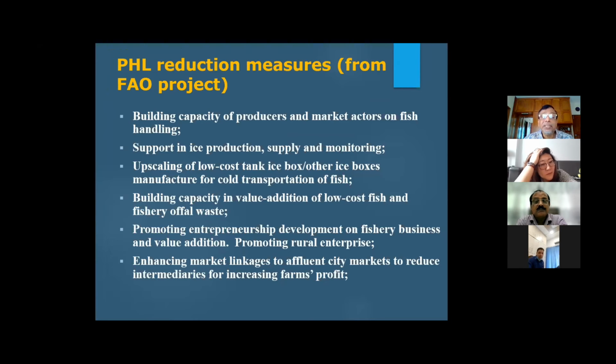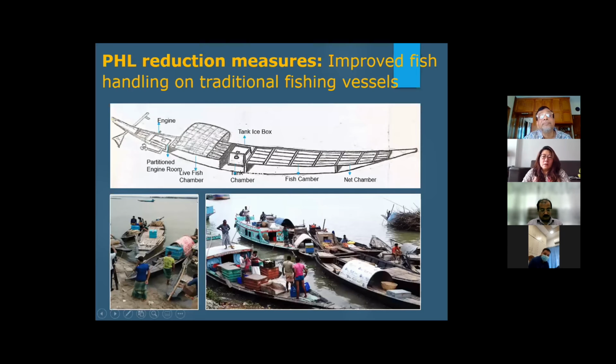We need to build capacity in value addition of low-cost fish and fishery offal waste. We need to promote entrepreneurship development in fishery business and value addition. That entrepreneurship should be based in rural areas, because that would sustain production, and selling and marketing, in the rural areas. That will bring more sustainability, and enhance market linkage to affluent city markets to reduce intermediaries and increase farm profit.